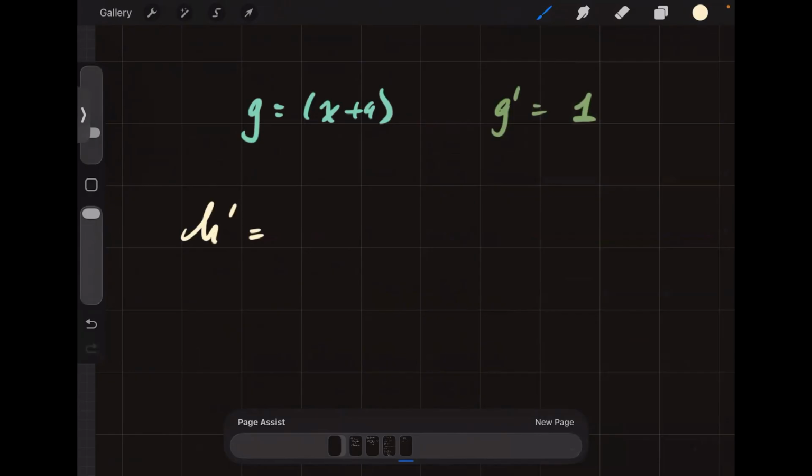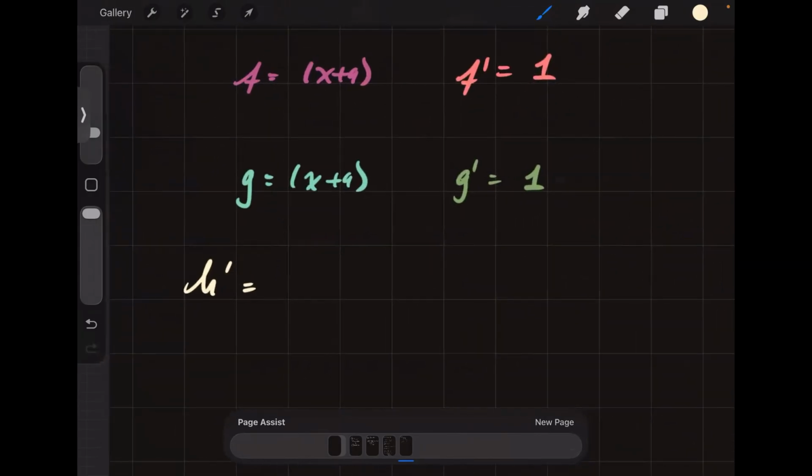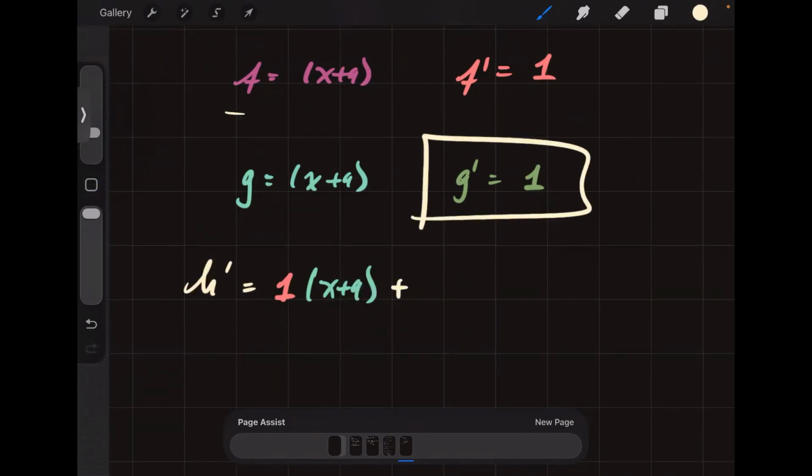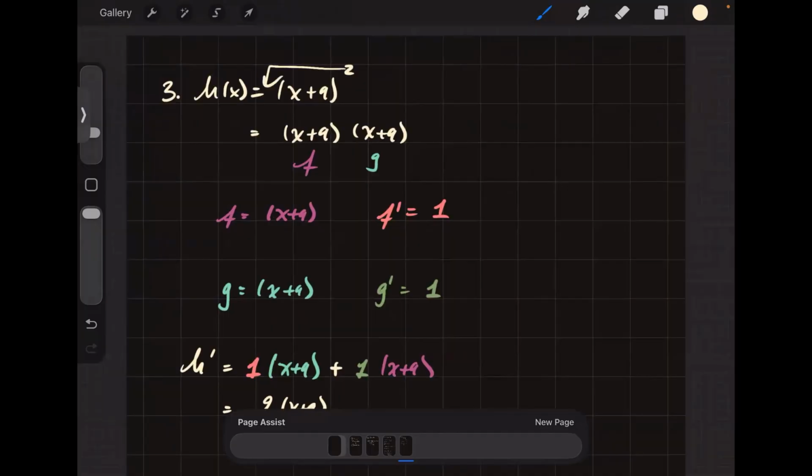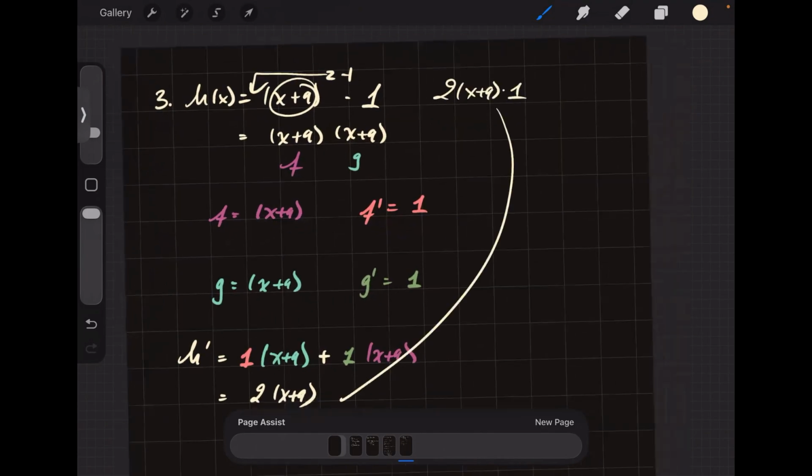That gives you h prime is equal to f prime g. So f prime g is 1 times x plus 9 plus g prime f, which is going to give you 1 times x plus 9, which is going to give you 2 times x plus 9, which if you chain rule it, you bring the 2 down, you subtract 1, you leave the inside alone, you multiply by 1 on the outside. That's going to give you 2 times x plus 9 times 1, and it works out.